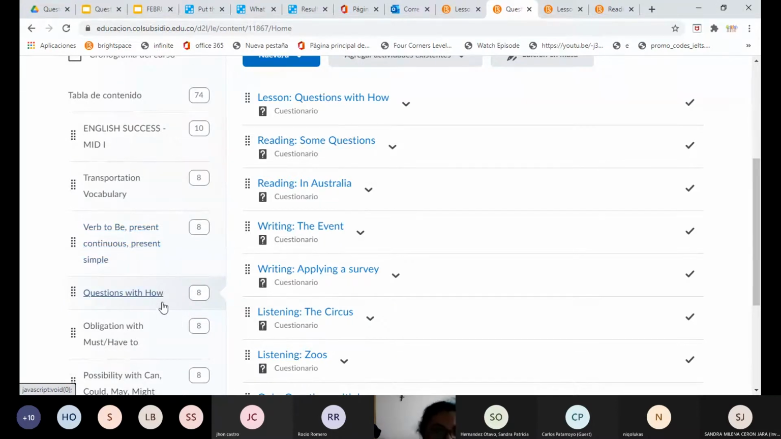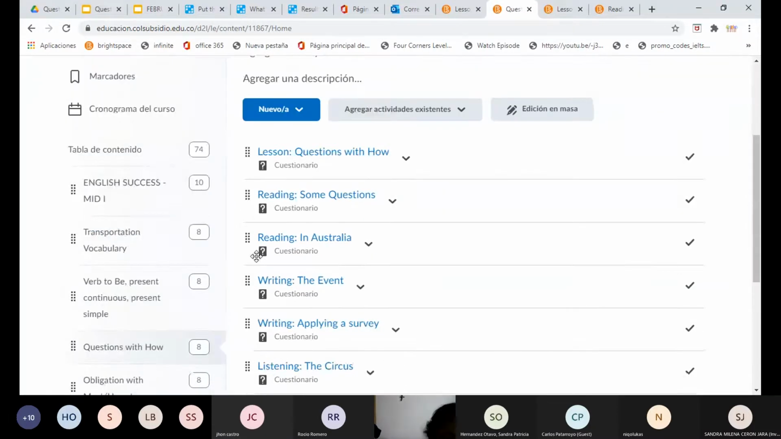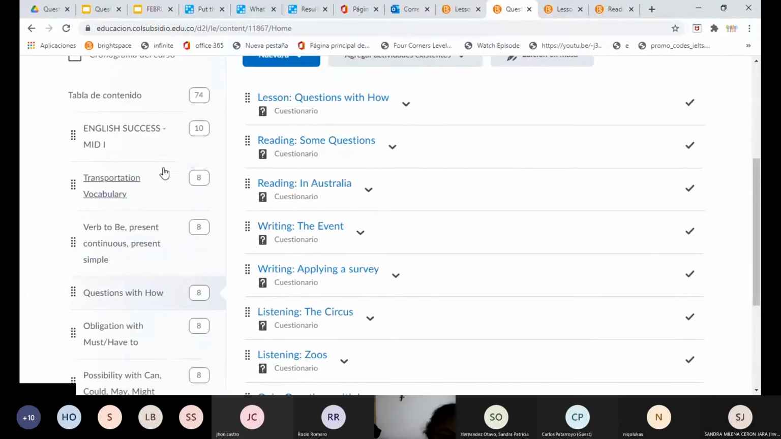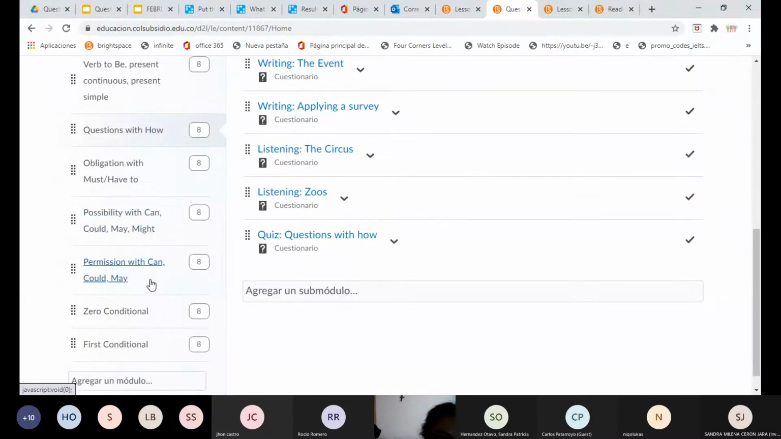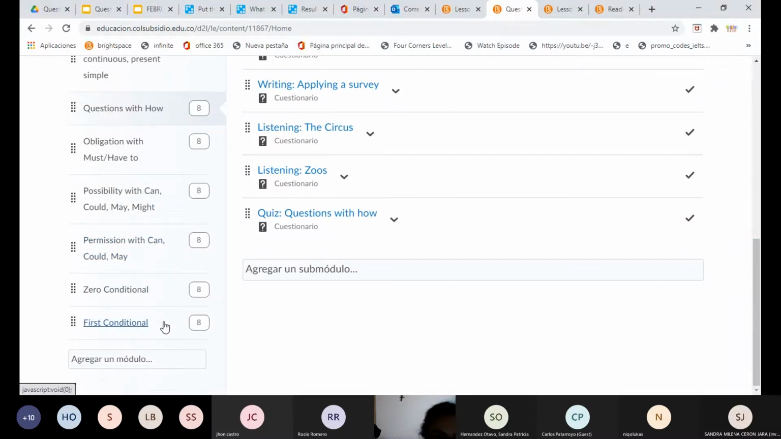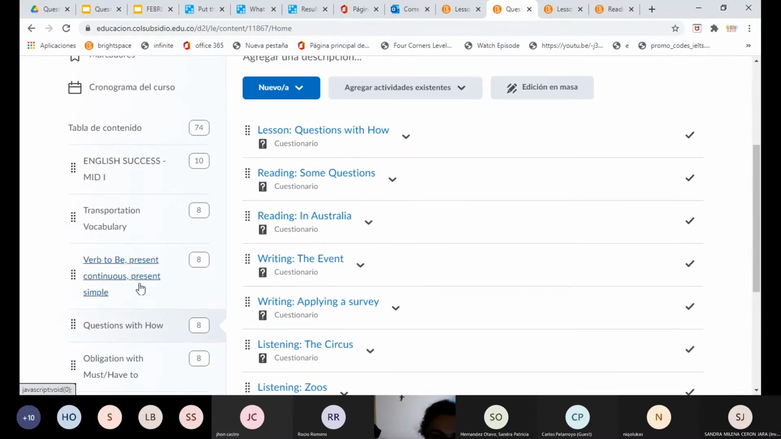So by now, I don't know why there is no access to all of the students. But remember, for this week, you will have to work on questions with how, and you can start working on the previous ones, okay? Transportation and present continuous and present simple. You don't have to do obligation with must and have to, no possibility with can, could, may, might, no zero conditional, no first conditional, okay? So far, you have to do at least questions with how, which is the topic for this week, okay? Remember, si intentan hacerlo ahorita, igual no les va a funcionar la página porque no están todos activos aún en Brightspace.